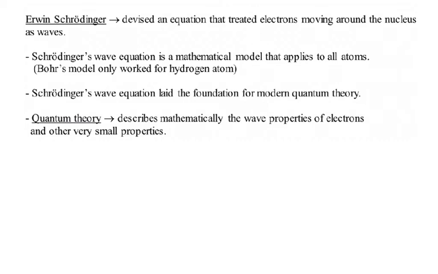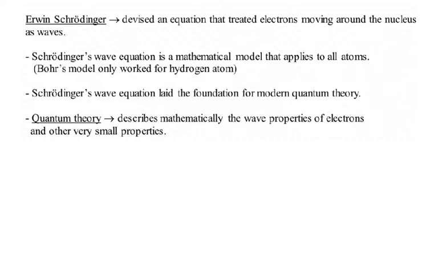Okay, now you know in math, we have equations. And when equations are graphed, they give you a shape. We have an equation, like a quadratic equation that gives you a parabola. We have other equations that give you a circle. So equations, when graphed, can give you a shape. So Schrödinger's wave equation, so that you know, it's a mathematical model. And the cool thing about this model is that it applies to all atoms.